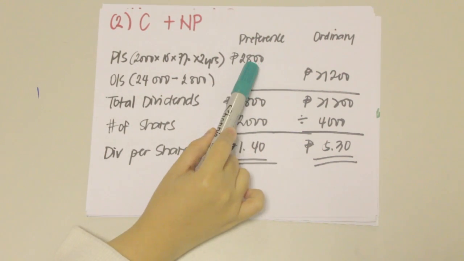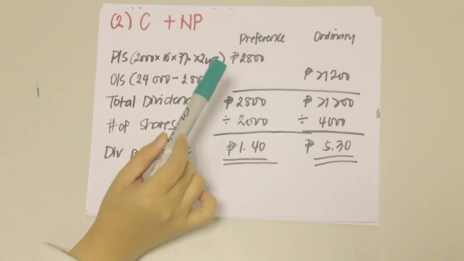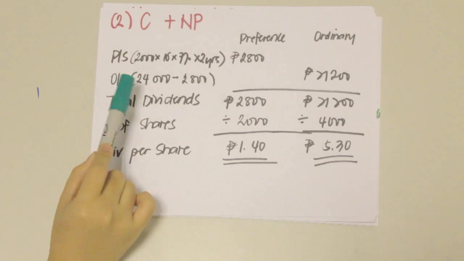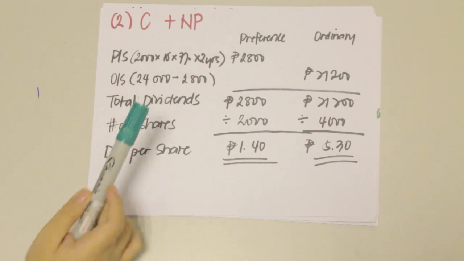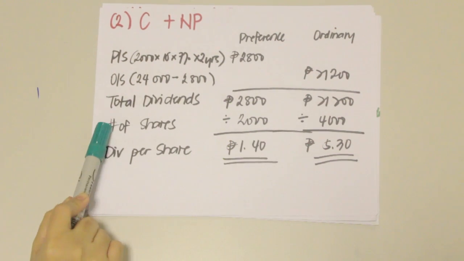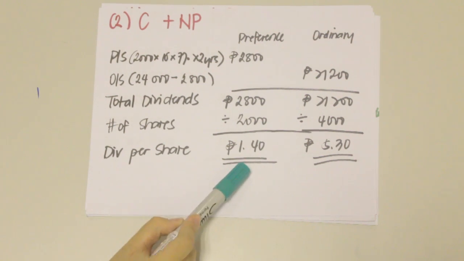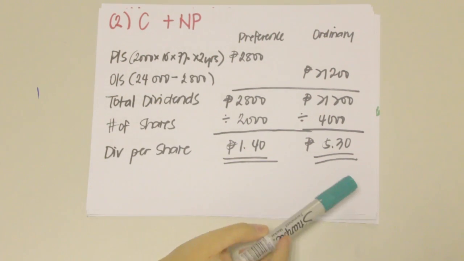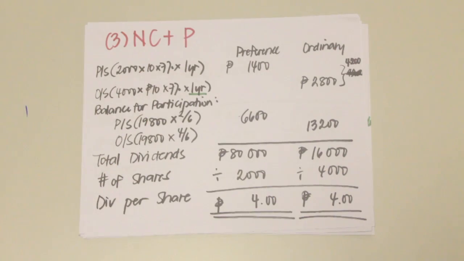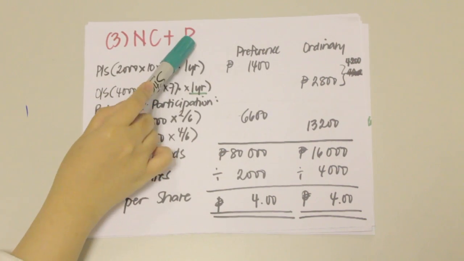So you get 2,800 for preference shares, and then since it's non-participating, ordinary shares would get the remainder of the 24,000, so you get 21,200. Again, you divide it by the number of outstanding shares to get 1.4 for preference shares and 5.3 for ordinary shares. The third scenario would be when your preference shares are non-cumulative and participating.